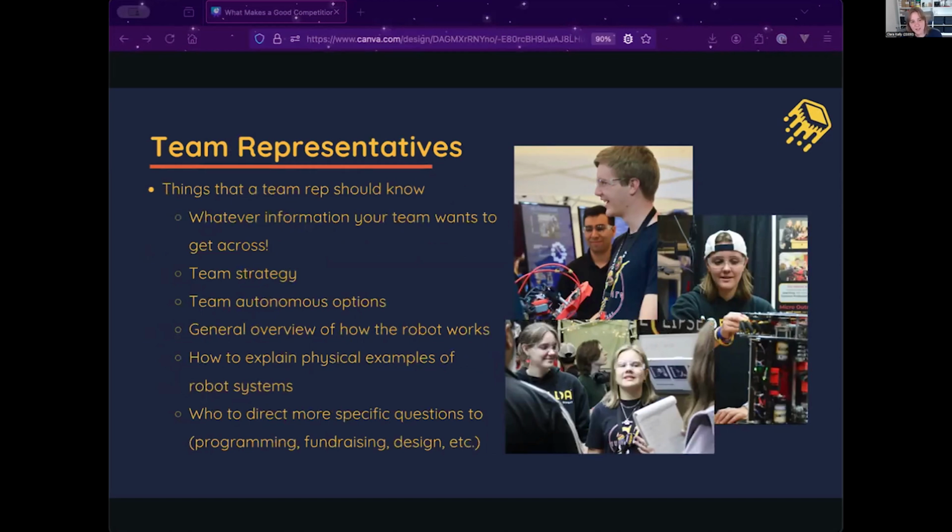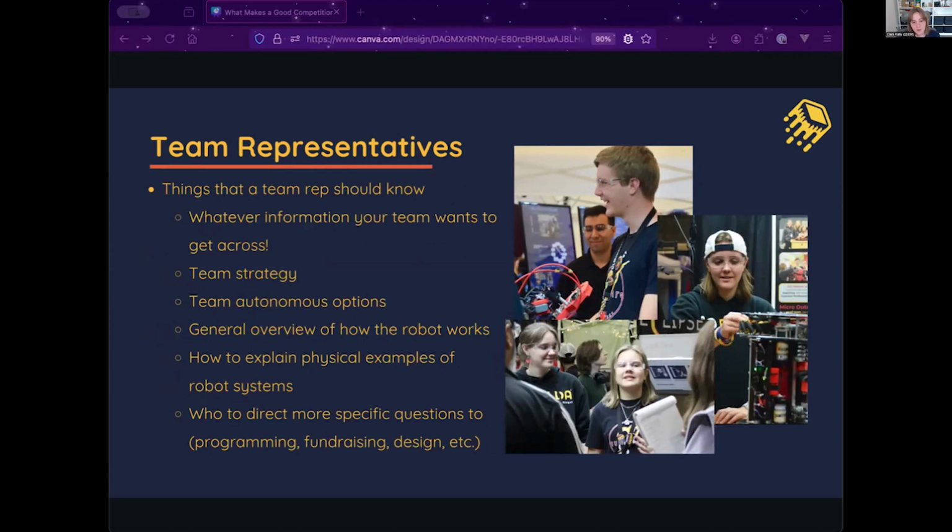The things that team representatives should know is really whatever information your team wants to get across. If you have something unique about your team, make sure your team representative knows that. Your team representative should also know team strategy and autonomous options. When teams come over by your pit, they're scouting, they're looking for things to talk about, and they're potentially looking for you to be an alliance partner.